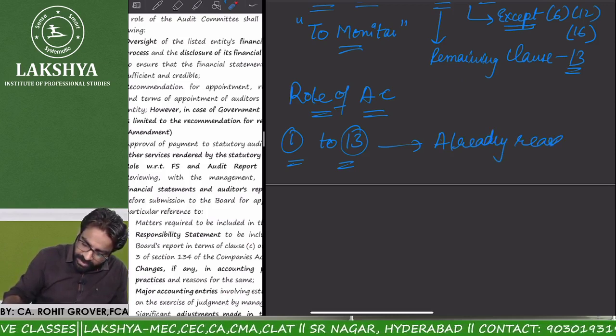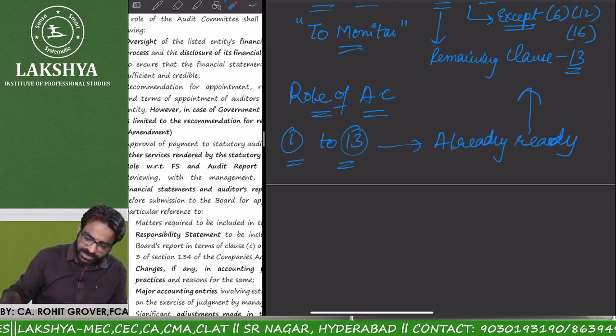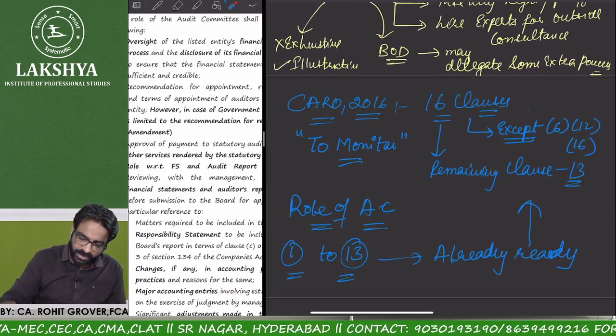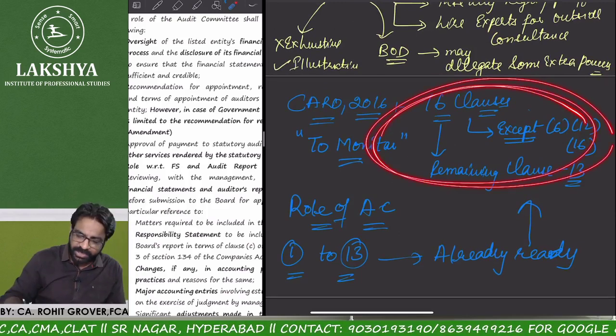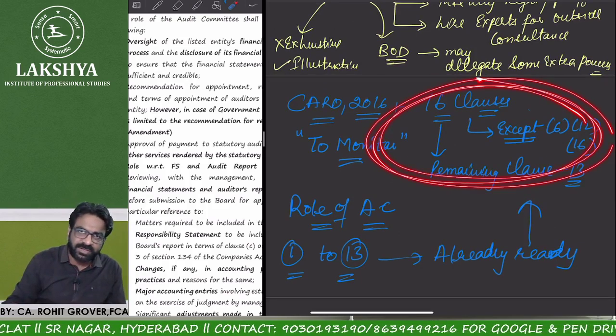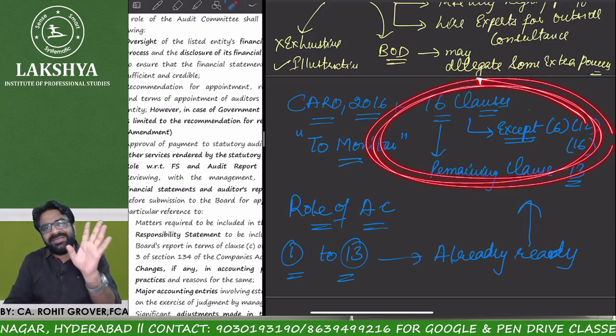Already ready. Sir, how are we ready? We are ready with these points. How many clauses are there? 16 clauses are there. Which 3 clauses do you have to leave?